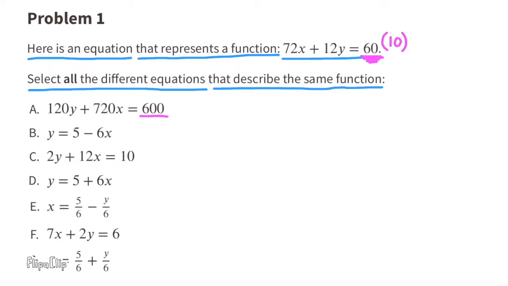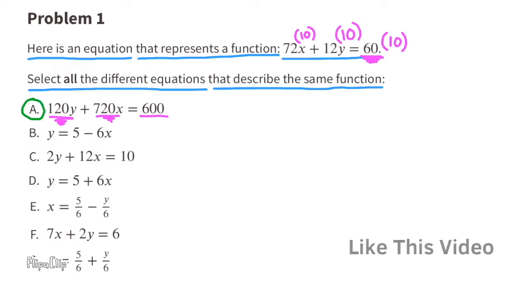Look at the y term. It went from 12y times 10 and became 120y. And now let's look at the x term. It went from 72x to 720x. It was multiplied by 10. So all three terms were multiplied by 10. Another important thing that I noticed is all the terms that were on the left side of the equal sign remained on the left side of the equal sign, and all the terms that were on the right side of the equal sign remained on the right side of the equal sign.